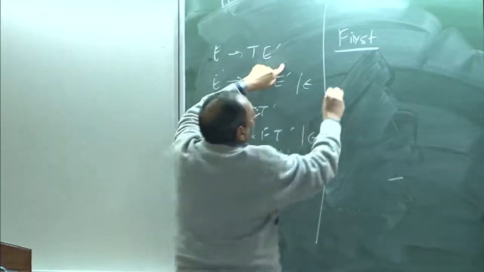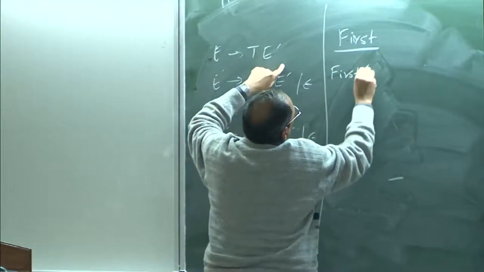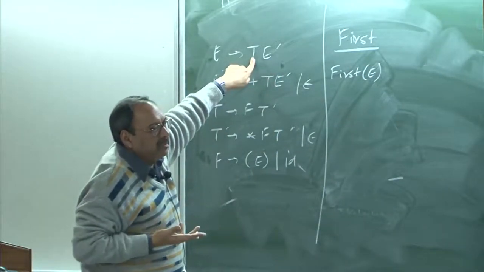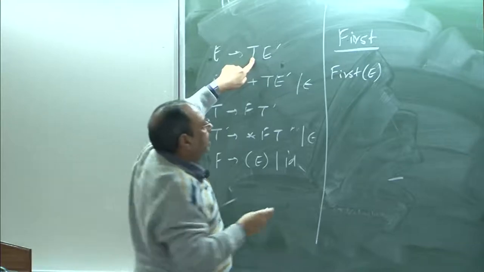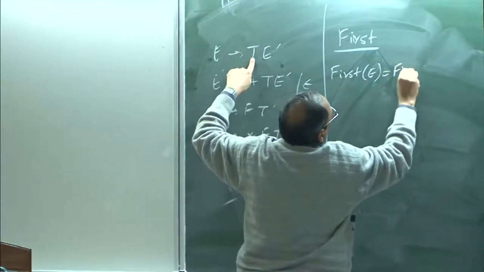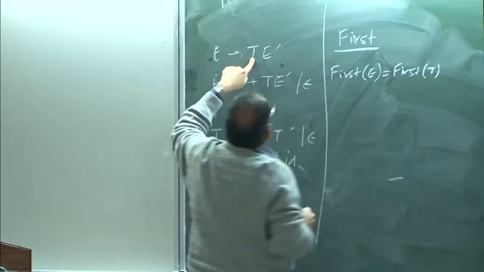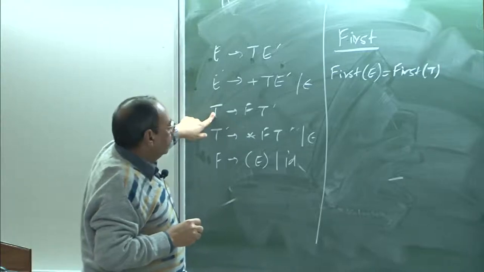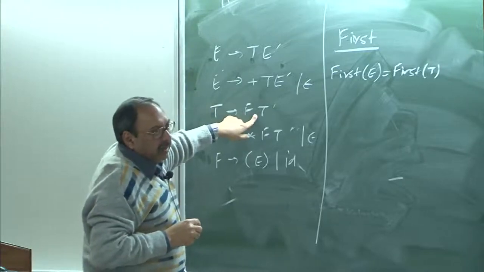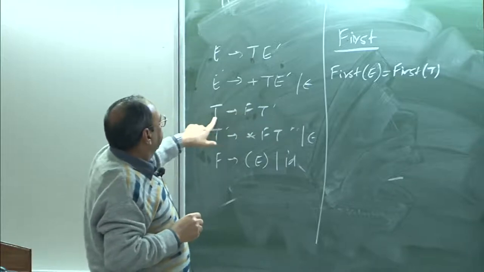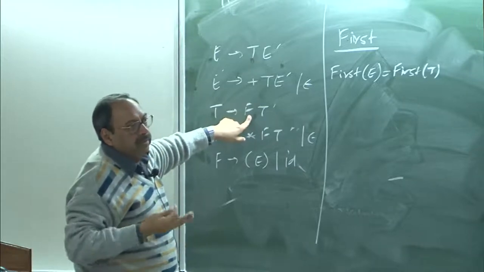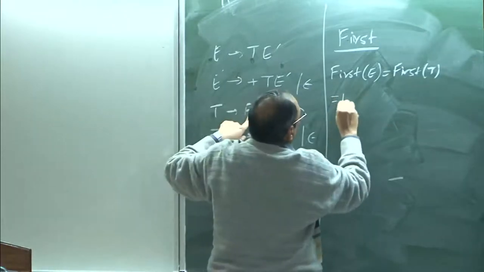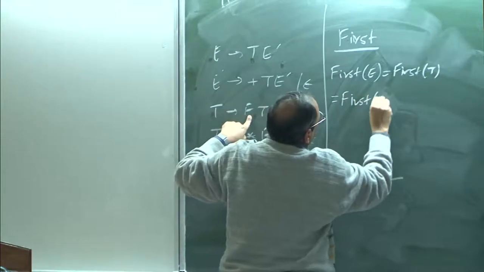That means if I'm trying to compute first of E, then since T comes in the beginning, it must be the same as first of T. It cannot be anything else. And if I now look at productions of T, there is only one production corresponding to T, which says T goes to F T prime. Which means any string which can be derived from T must start with something which is in first of F. It cannot be anything else. And therefore, this is going to be the same as first of F.